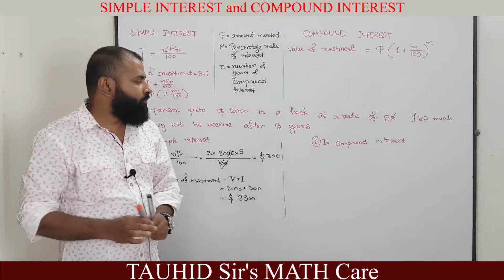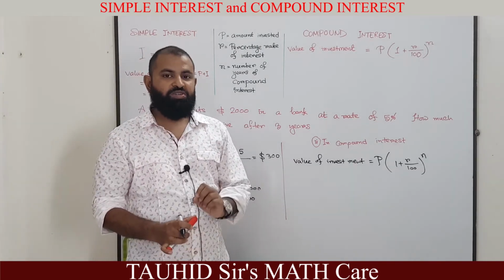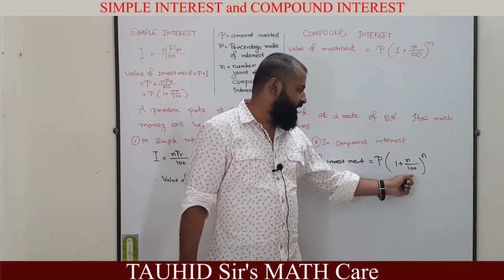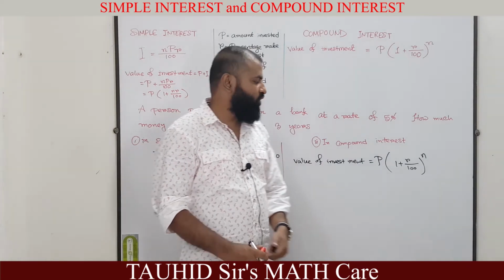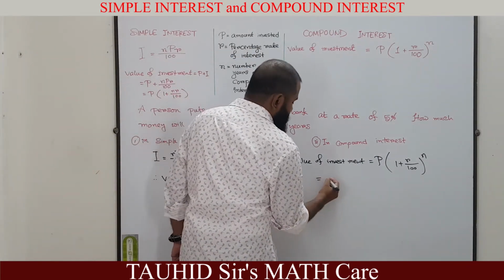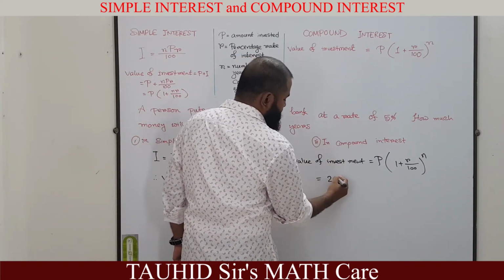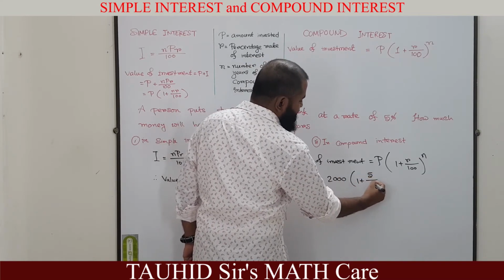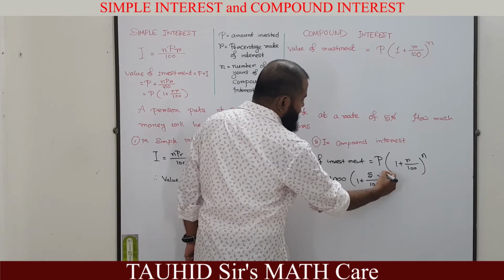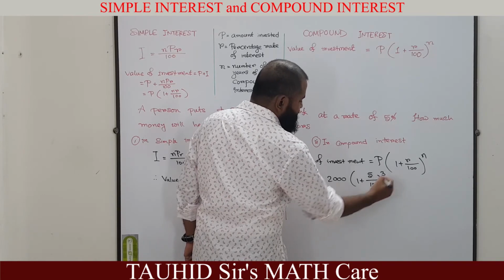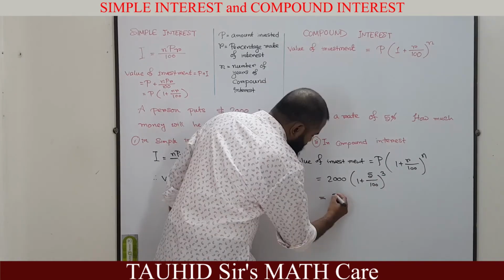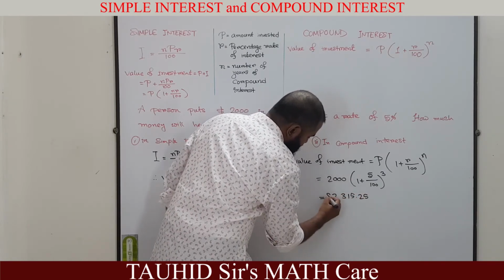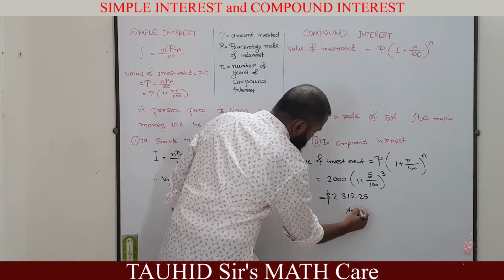Now, what about compound interest? The value of investment for compound interest is P multiplied by (1 plus R by 100) to the power N. This is the formula. We are putting the values. P here is $2,000, 1 plus R is 5 divided by 100, to the power N. How many years? 3 years. Equals to $2,315.25. This is our answer.